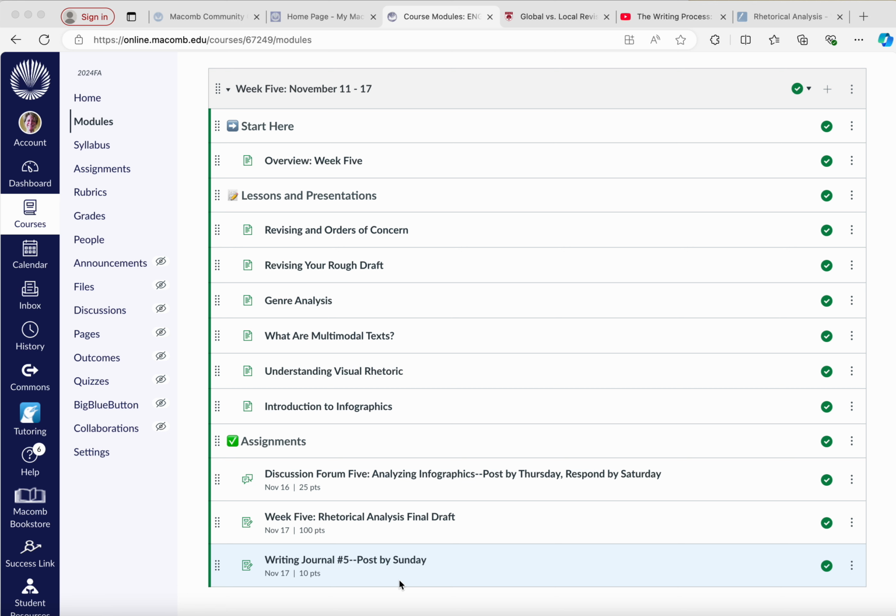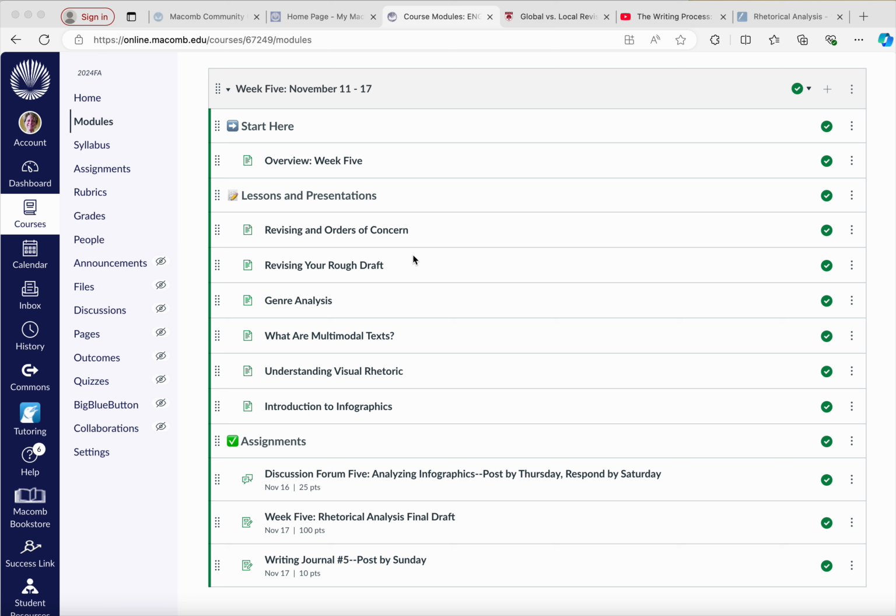For week 5, you're going to start with the overview. The next thing that you're going to do is read through these two segments. You've got some video and text to go over, just revising and where you want to put your emphasis.